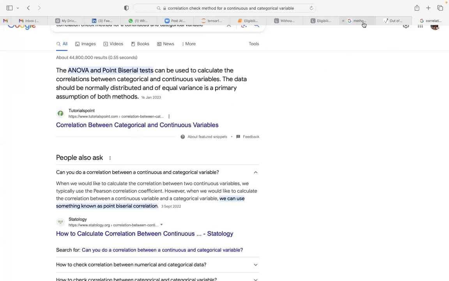Obviously, you can use ANOVA, but I was not emphasizing on ANOVA. The point-biserial method gives you better results. I mean, in my experience, it has given me better results in comparison. But yeah, by all means, you can go to ANOVA as well. But I would want to suggest trying the point-biserial test as well. Okay.